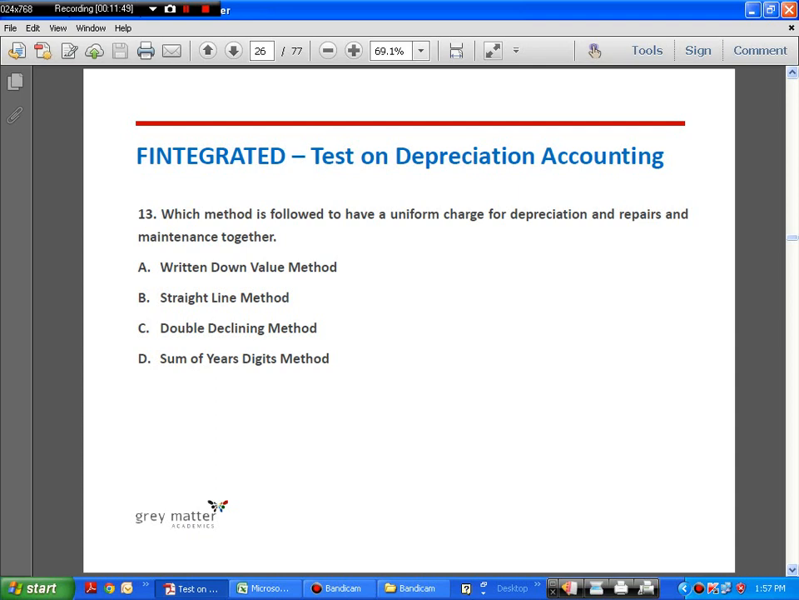So if we want to have a method where the charge to the P&L with respect to depreciation and repairs together is going to be the same over the life of the asset, then we'll have to go for the written down value method, because the depreciation charge under the written down value method will keep diminishing, while the repair and maintenance cost will keep increasing as the asset ages. So when we take a summation of the depreciation charge and the repairs charge on a year to year basis, the total charge will be evened out, and the charge to the P&L will be uniform. So answer is A.